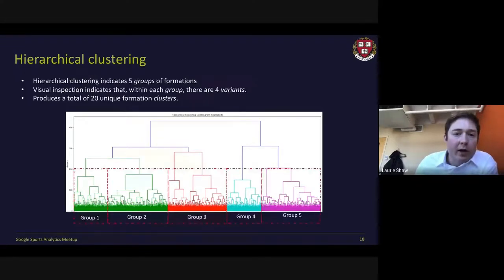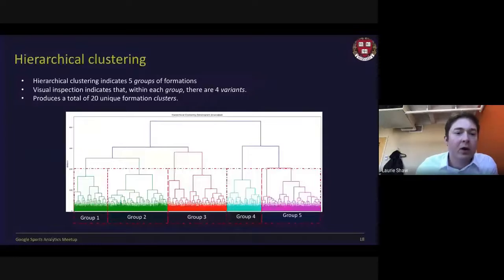So the clustering indicates that essentially there are 5 groups of formations, and visual inspection indicates that within each of these groups there are typically around 4 variants. So this essentially produced a total of 20 unique formation types, or what I'll call formation clusters. So what I'm going to do now is just step through each of these groups and see what they look like.